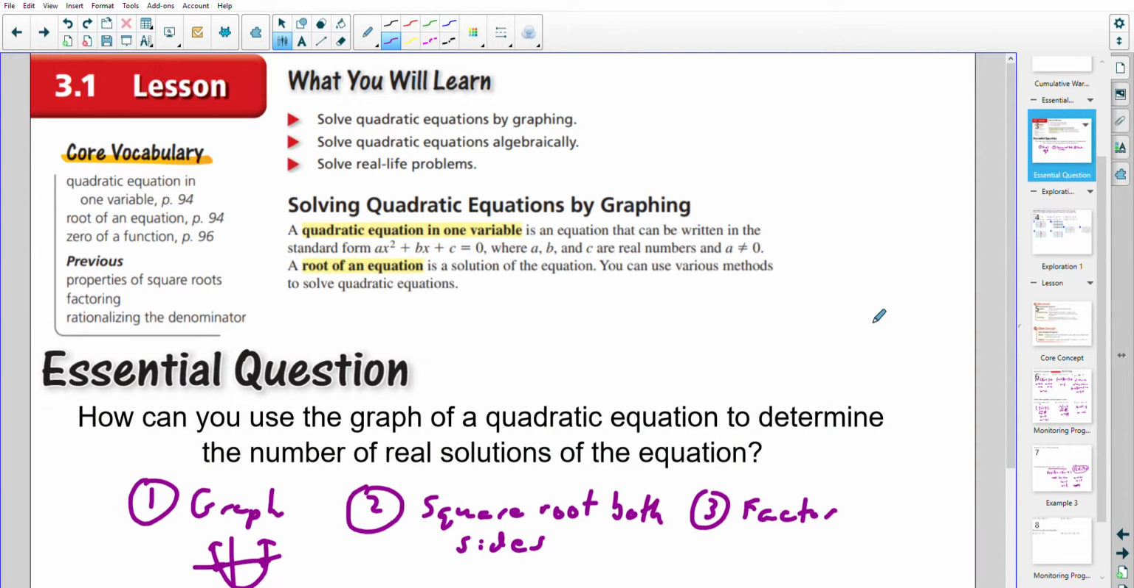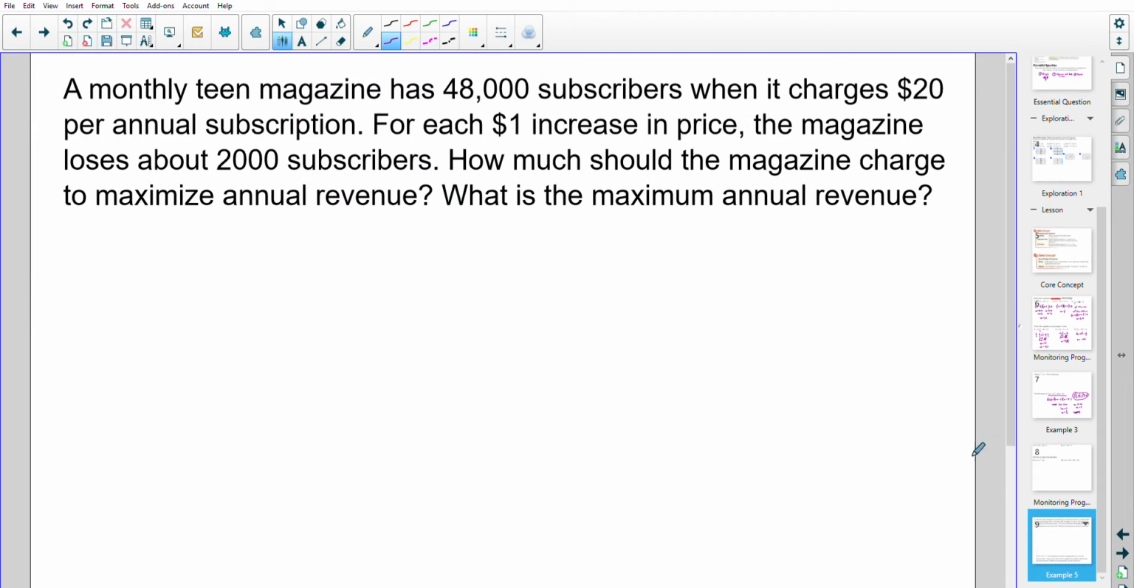3.1 also has story problems in it, and that's what we're going to be looking at in this particular lesson. It's the same type of question as how do you solve a function that's a quadratic. The question is, years ago, there used to be magazines and teens would subscribe.